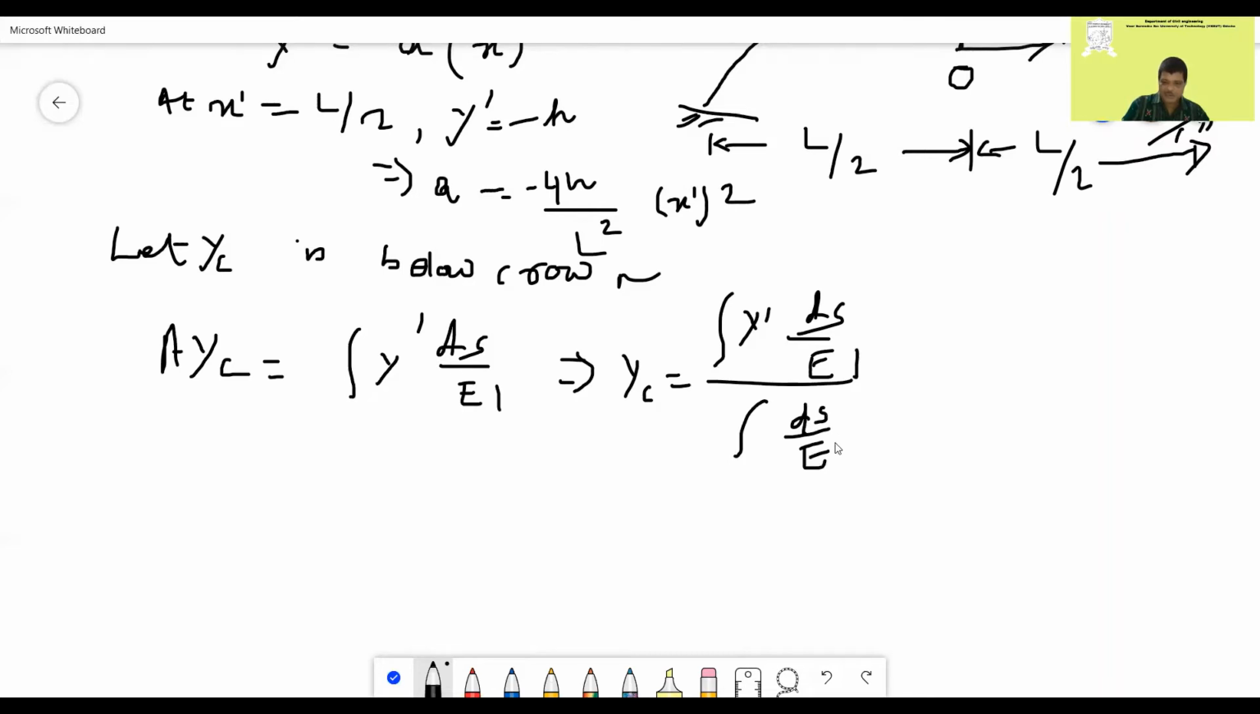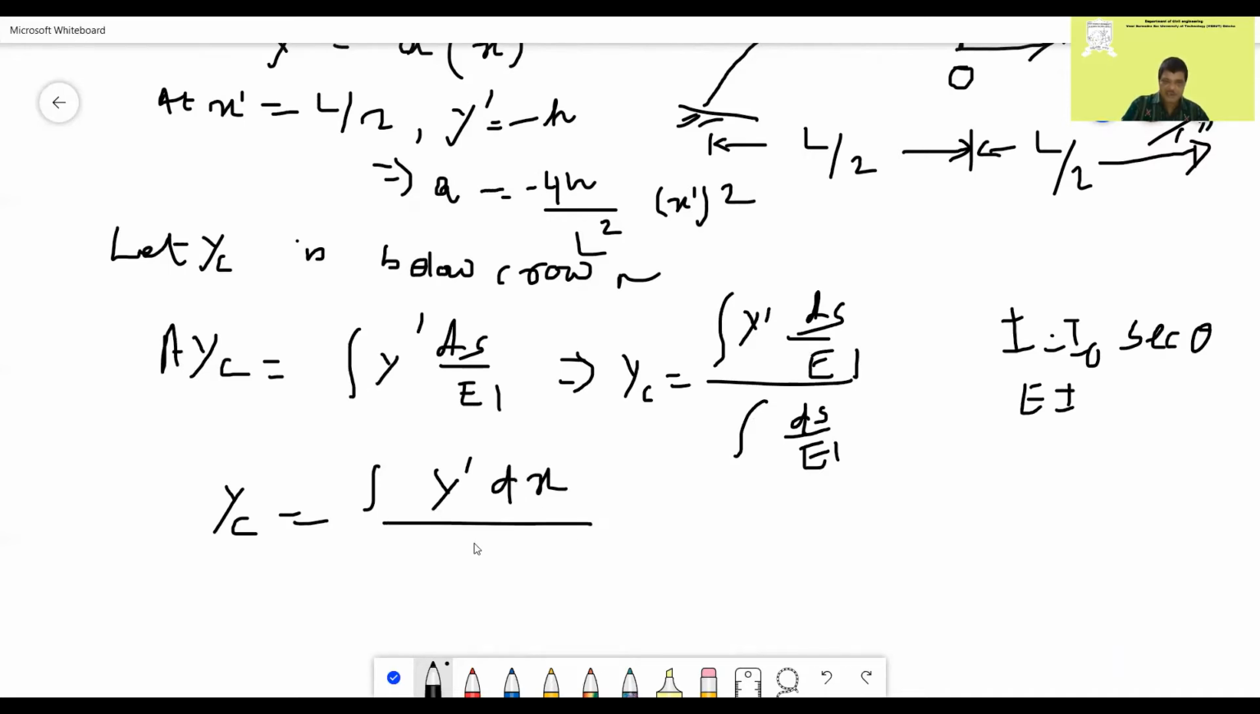And I varies as the secant variation, I is equal to I0 sec theta, where EI0 is constant. Now, what is yc? If we take ds as equal to dx, for small values, yc will be equal to the integral of y dash dx divided by the integral of dx.